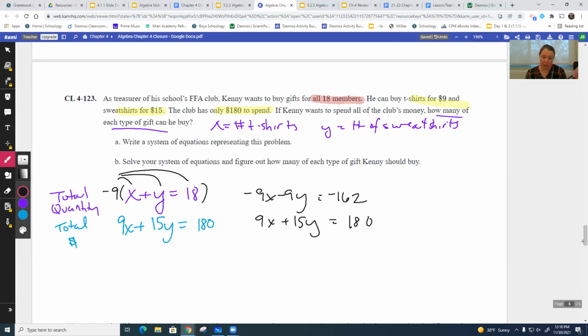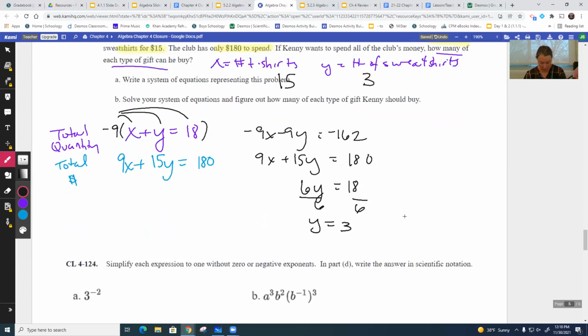So when I do that, the X's cancel. Here, -9Y plus 15Y is 6Y. -162 plus 180 is 18. And if I divide both sides by 6, I get that Y is 3. So that means 3 sweatshirts. And if there were 3 sweatshirts and the total is 18, then that means there must have been 15 t-shirts. So 3 sweatshirts, 15 t-shirts.